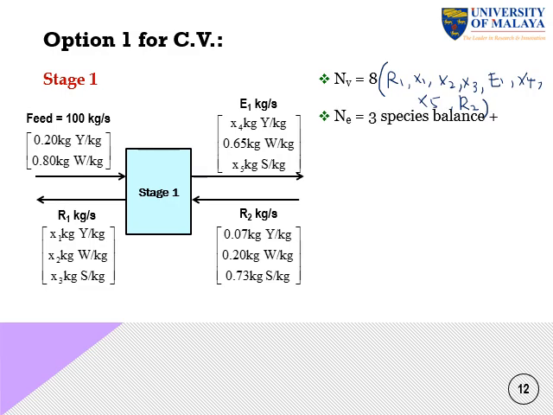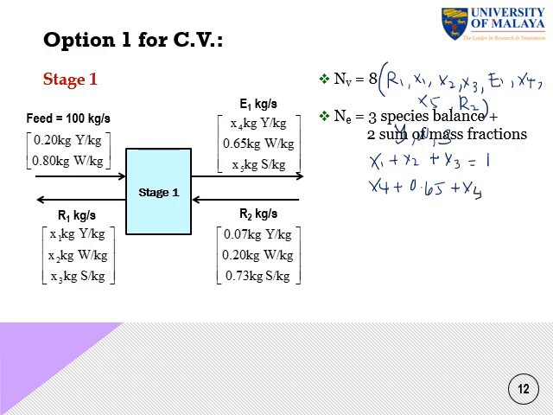Next, how many equations do you have? It says here you have 3 species balances, which are for Y, W, and S, and 2 sums of mass fractions. What this means is that x1 plus x2 plus x3 equals 1, and also x4 plus 0.65 plus x5 equals 1. So these are your independent equations. So in total you have 5 independent equations. Then let me erase my writing first.